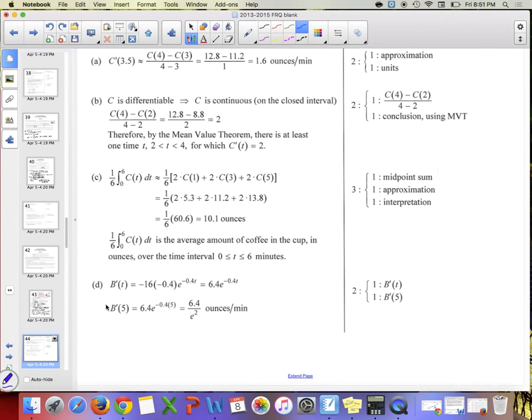All right. And then part D, you get 1 point for setting up an equation or finding the derivative b prime of t, and 1 point for plugging in 5. Okay.